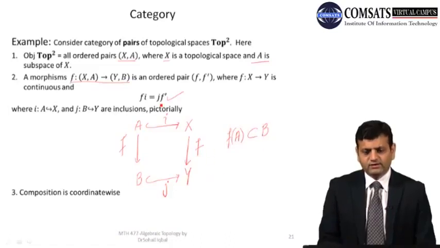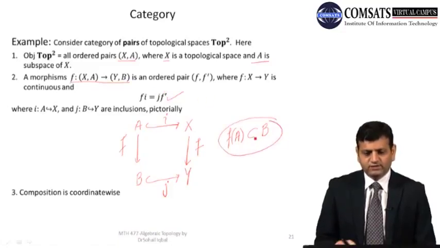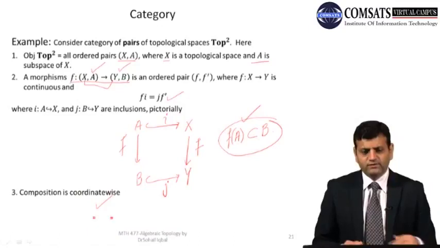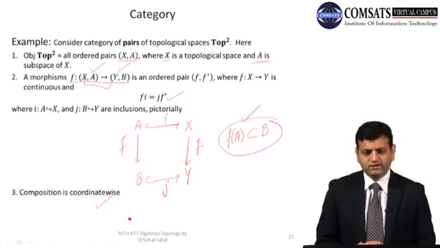So we are taking continuous functions between the topological spaces with an extra condition that f of A is contained in B. That's what it means to be a morphism between two pairs. So f is a continuous function from X to Y, and f of A is contained in B. Composition is coordinate-wise. So that's how we define the three components of the category.